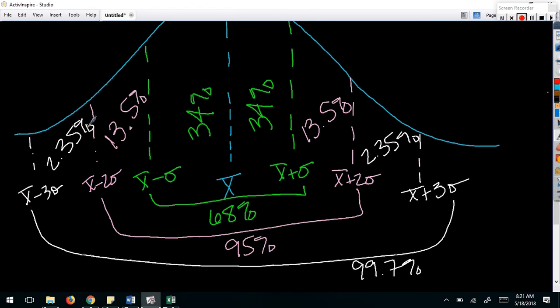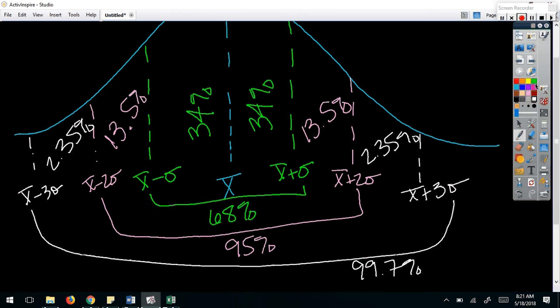Yeah. Exactly. I can't realistically say that 100% of my data is going to fit in this nice little form. So I've got these little pieces on the end. How much is in those little pieces on the end? 0.3%. Now that's really small because that's 0.003, since it's 0.3%. So I got to divide that by 2 for either end. How much is in those ends?